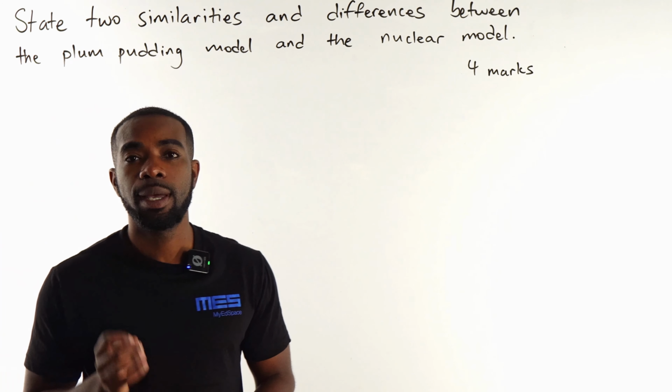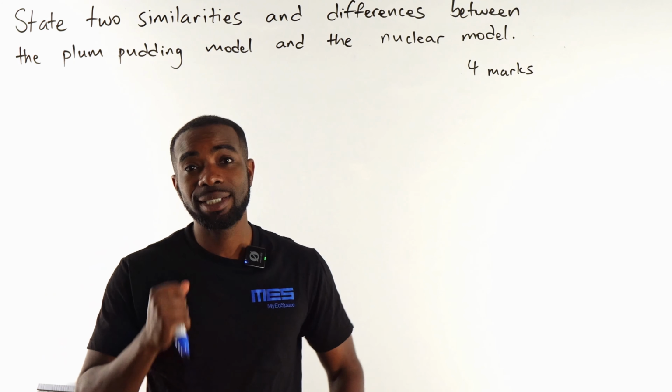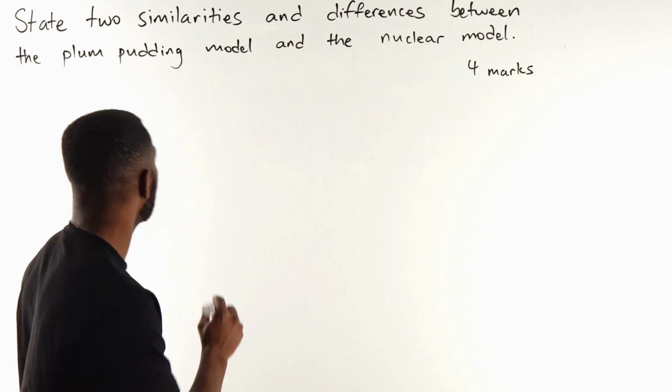Today we're going to be looking at a classic exam question, which is stating the differences and similarities between the plum pudding model and the nuclear model. Before we get started, let's have a look.